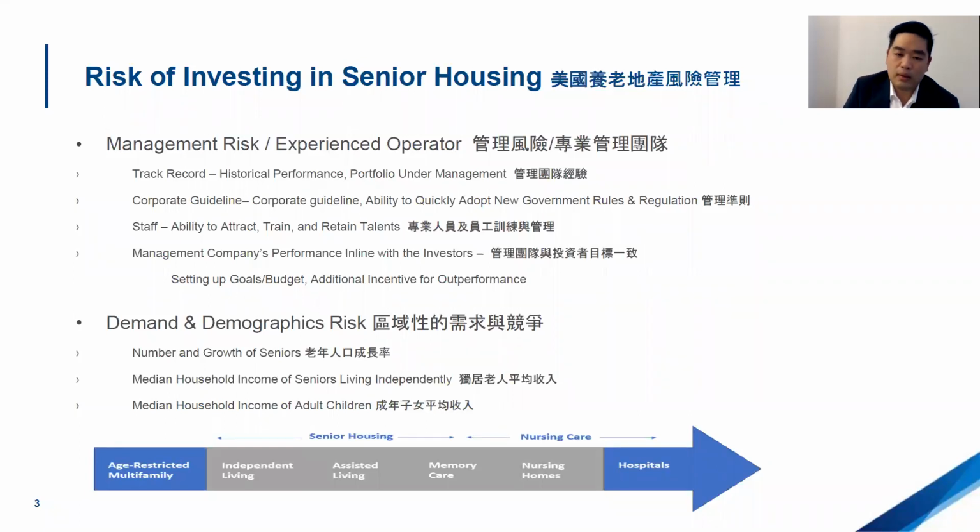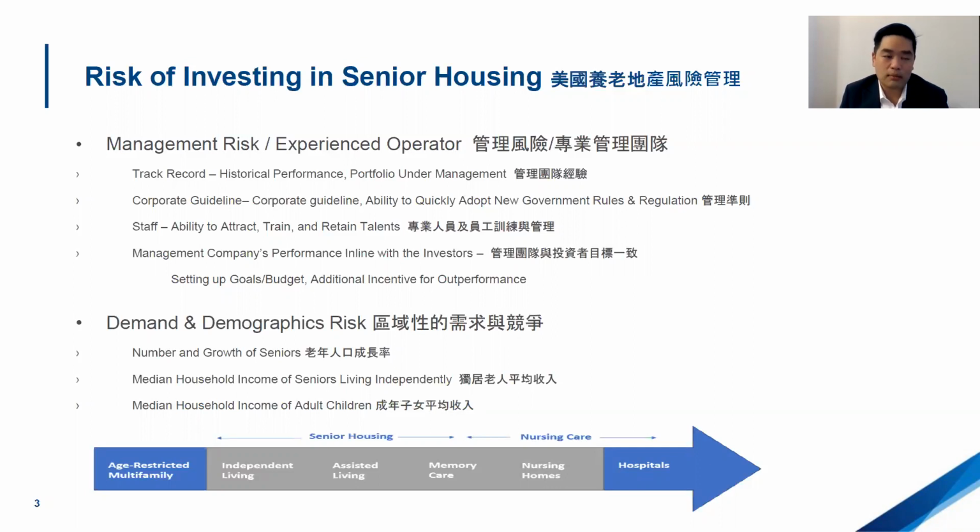So to talk about the risk in investment in senior housing, many of you know that this is not just buying real estate. It's very management intensive. So management risk is one of the main factors. And of course, it's really important that in the management selection, we pick someone who is very experienced. Obviously, their track record is very important. We can look at how many senior housing facilities they are managing and what their historical performance is. I mean, are they running around 30% margin, 35, 40% margin?